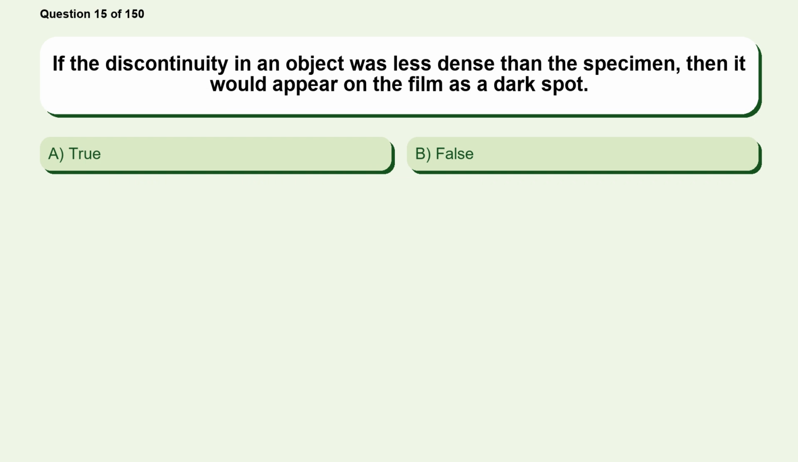Question 15. If the discontinuity in an object was less dense than the specimen, then it would appear on the film as a dark spot. Option A, true. Option B, false. The correct answer is option B, false.